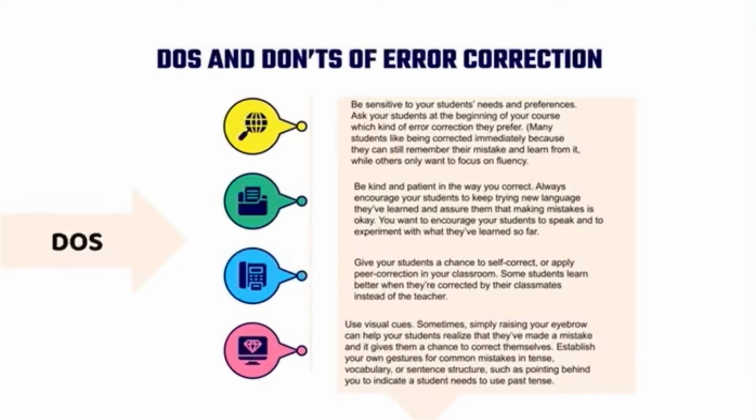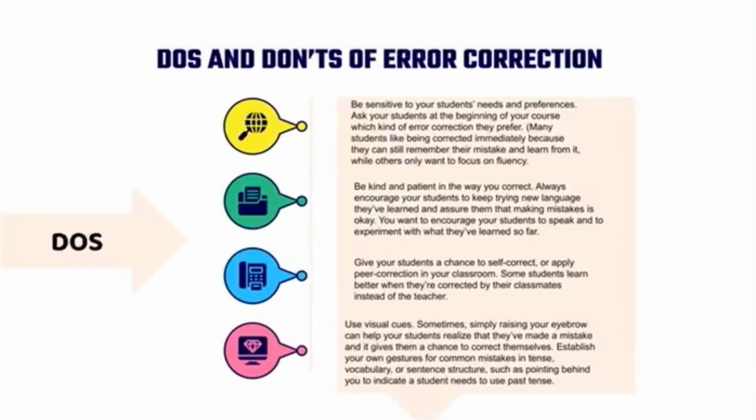Second, be kind and patient in the way you correct. Always encourage your students to keep trying new language they've learned and assure them that making mistakes is okay. You want to encourage your students to speak and to experiment with what they've learned so far. Third one, give your students a chance to self-correct or apply peer correction in your classroom. Some students learn better when they are corrected by their classmates instead of the teacher.